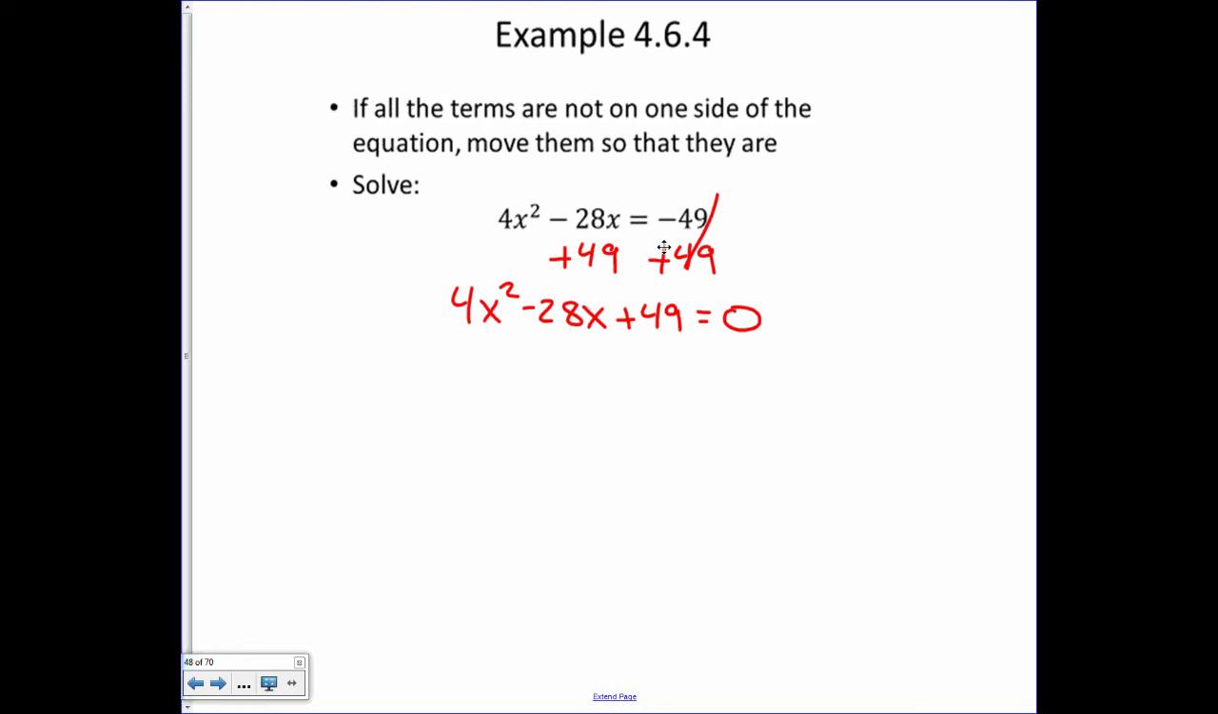So here there's no greatest common factor. And so again, we're going to take the first number and the last number and multiply them together. 4 times 49 is 196.